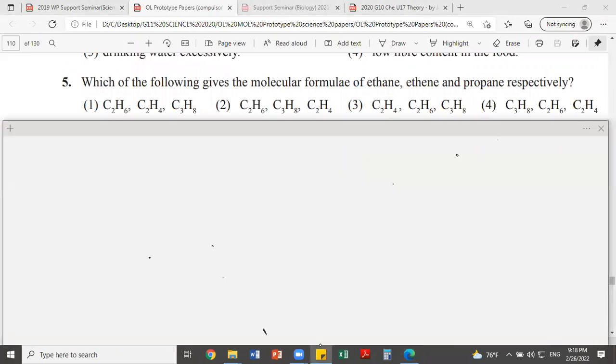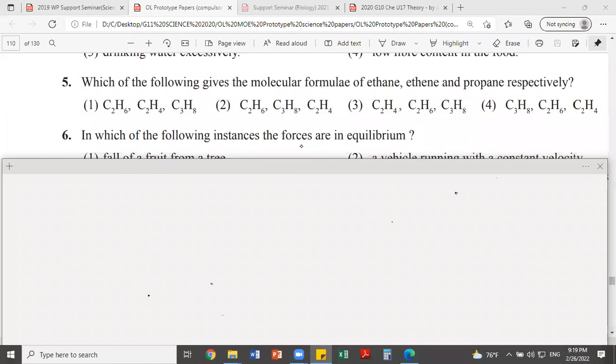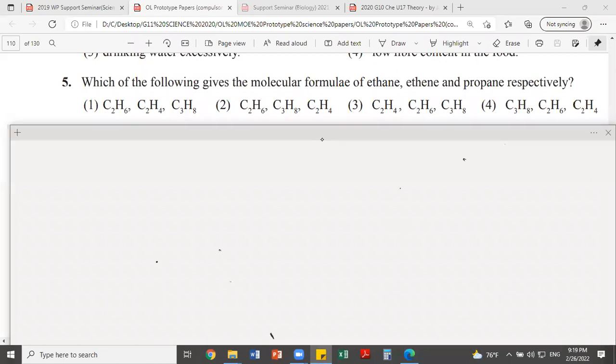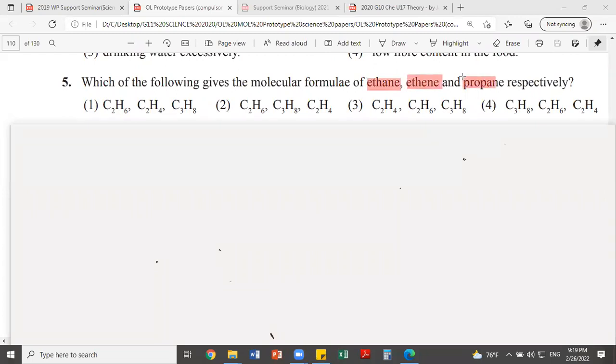This is from the hydrocarbon lesson. You have to get them respectively. Who can tell me the answer for this? Any volunteers? Respectively: ethane, ethene, propane. Eth means 2 carbon, prop means 3 carbon. Remember, at least if you know this, you can get an idea. So this contains 3 carbon. Ethane, alkane, ane. Okay, first I'll ask the answers from you all.